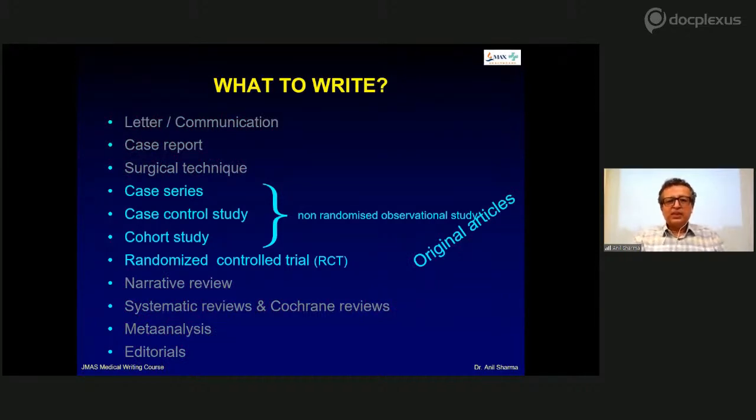So the case series, the case control study, the cohort study, and the randomized control trials constitute what are known as the original articles. Now, these normally constitute about two-thirds of the content of a surgical journal. And these are the articles that provide the prime content that would establish the journal's reputation for quality. And then we have review articles, which is about one or two or three per issue. And we'll try and go through these one by one.